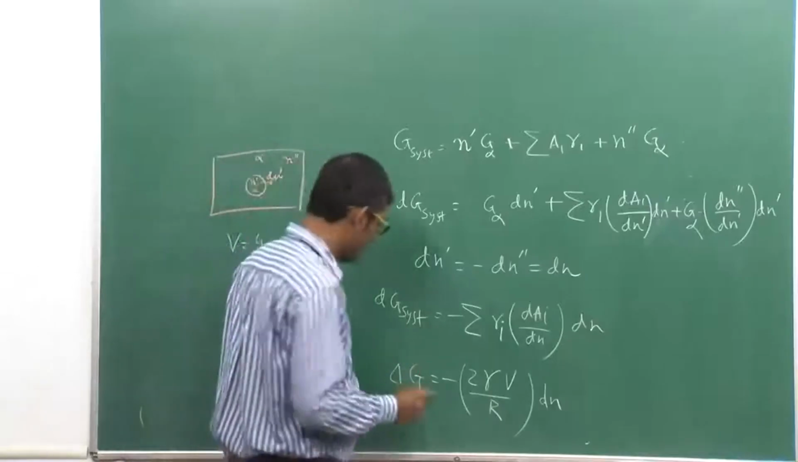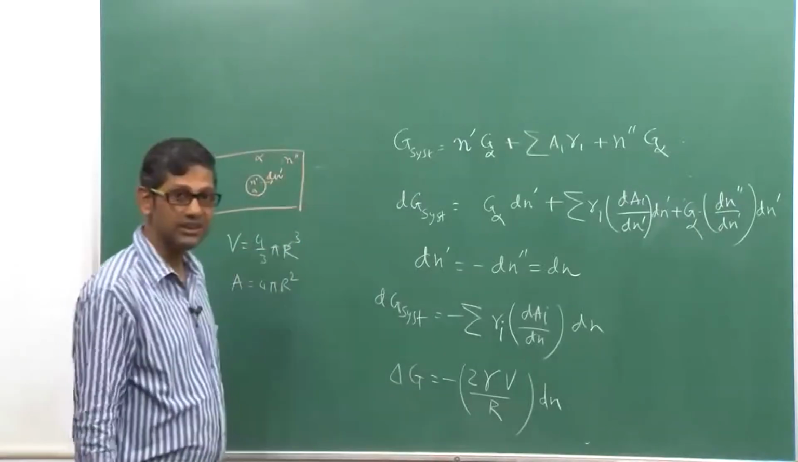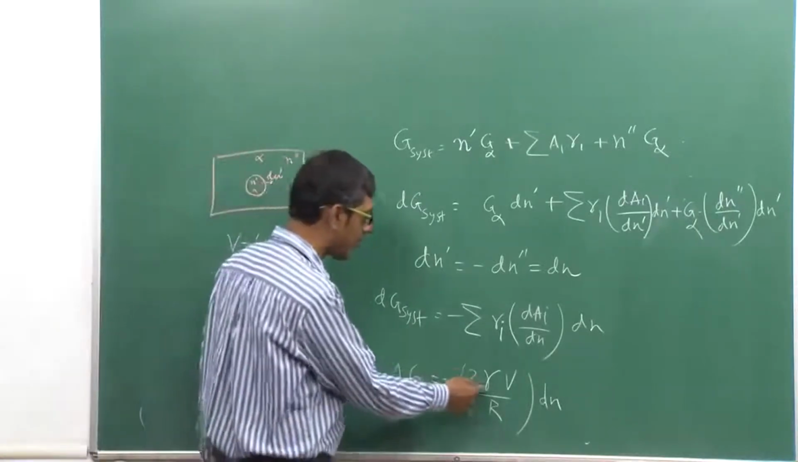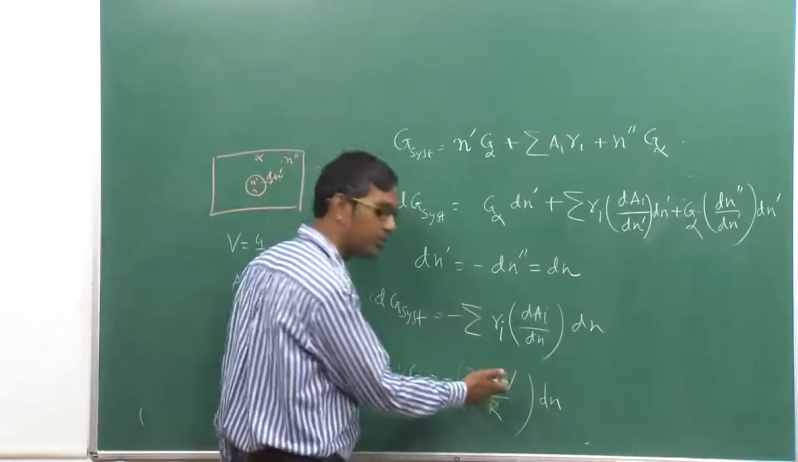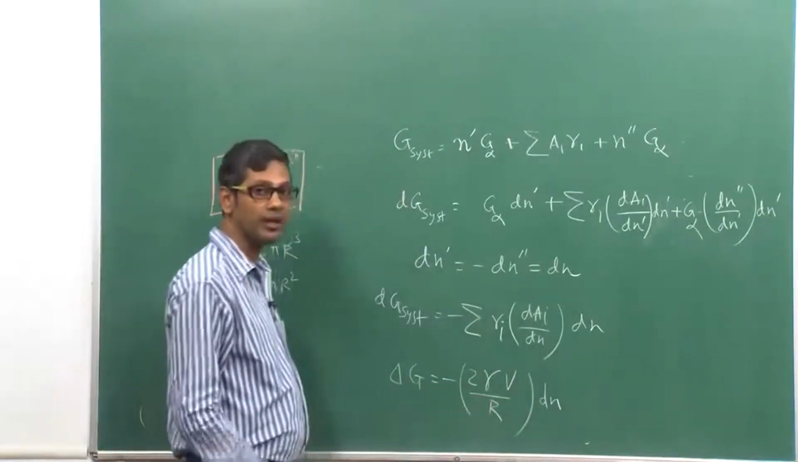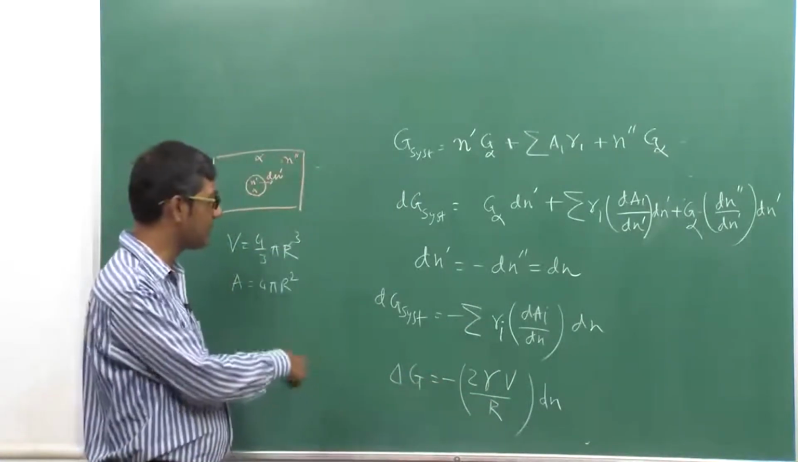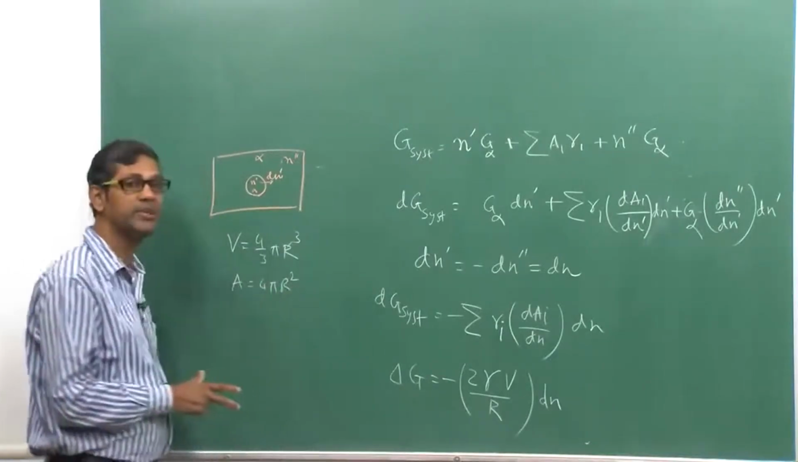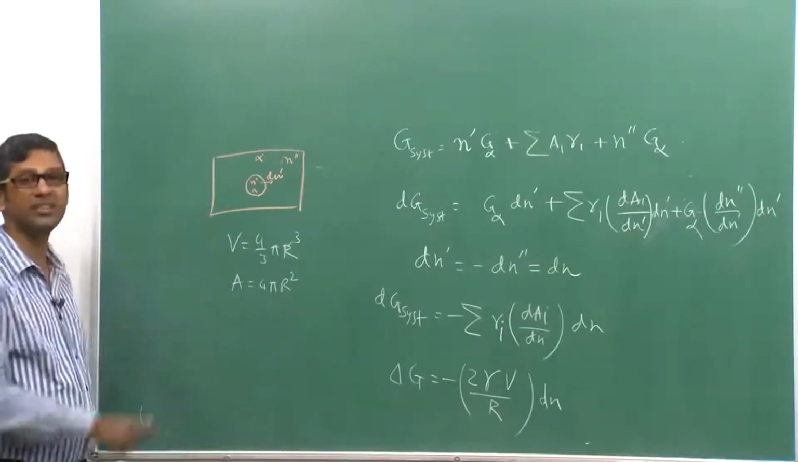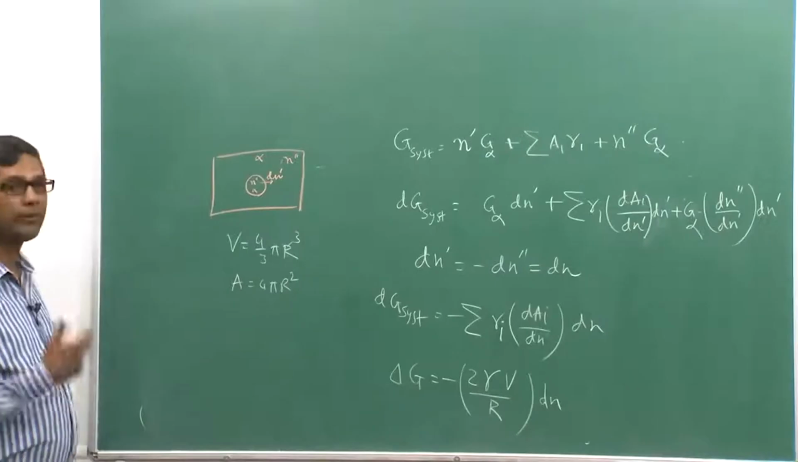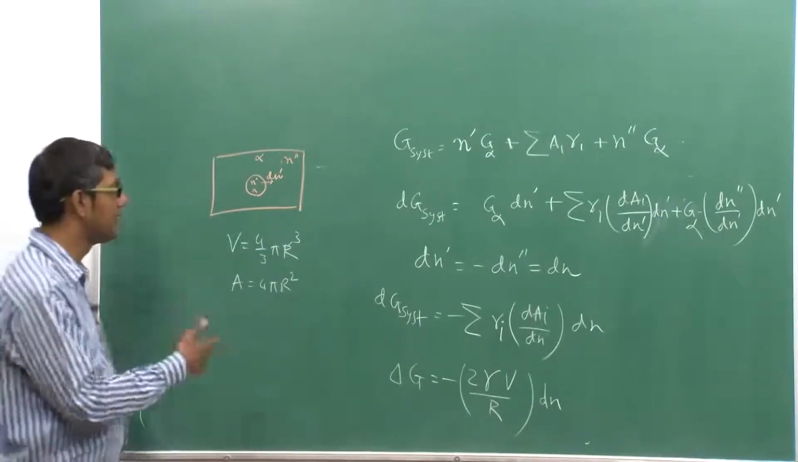It also tells you the change of delta G is negative. Why? Because gamma is the interfacial energy, which is positive, volume is also positive, R is also positive. None of these are negative. And because you have a negative sign at the front, the whole change of the energy is negative. So that means this process is spontaneous.